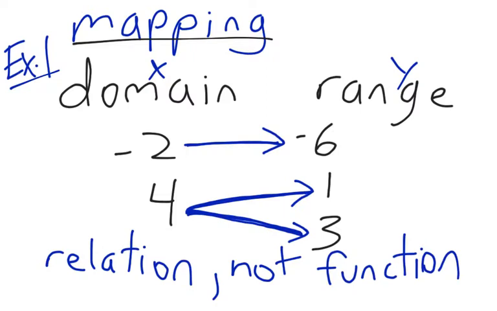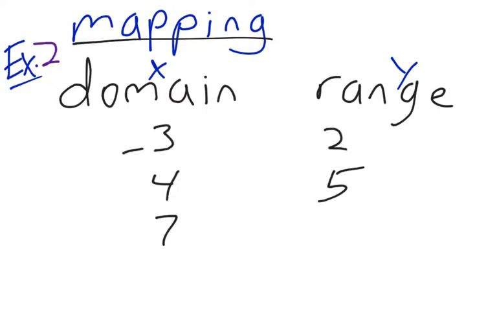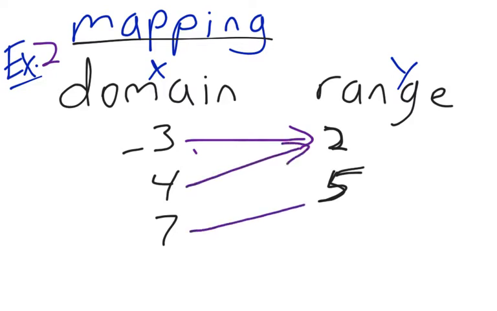And we're going to do one more example to jot down. Here's example 2. For example 2, write the domain and then -3, 4, and 7 underneath of it. And then for the range, let's write 2 and then 5 underneath of that. Now we're going to draw some arrows. So let's draw the arrow from -3 over to the 2. And from 4 we're going to draw it also to 2. And then 7 we're going to draw to 5. So we're mapping the domain to the range.